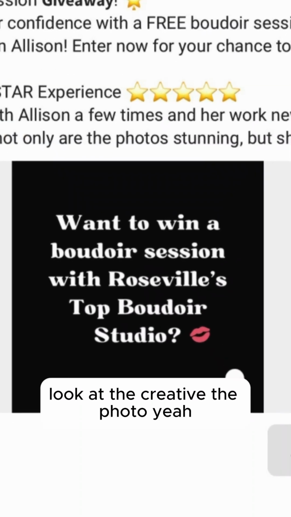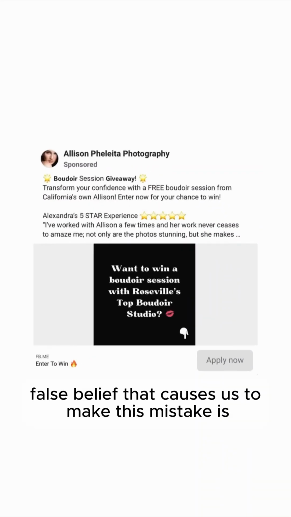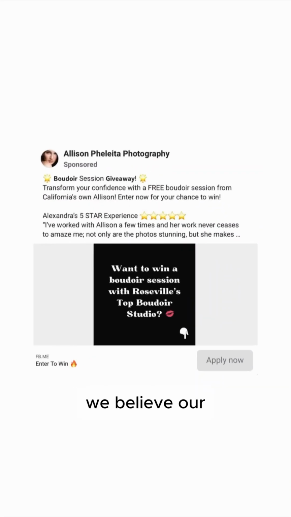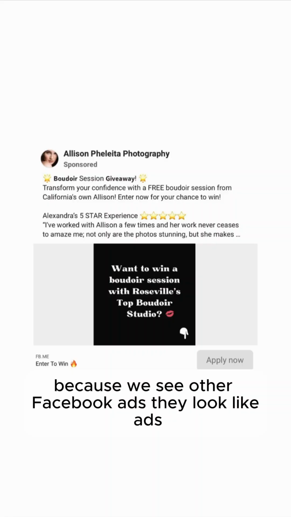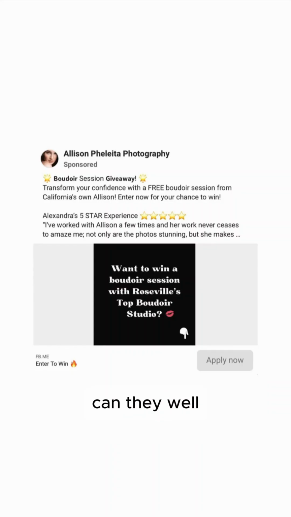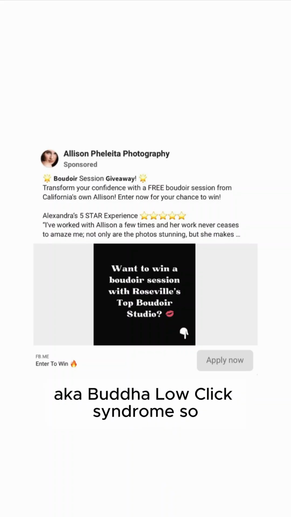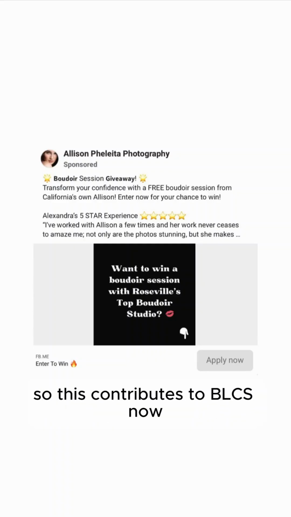Next, look at the creative, the photo. Yeah, we got the looks like an ad mistake here. False belief that causes us to make this mistake is we believe our Boudoir Facebook ads should look like ads because we see other Facebook ads, they look like ads. We see other Boudoir Facebook ads, they look like ads. So if everyone's doing that, everyone can't be wrong, can they? Well, every Boudoir Facebook ad I've seen, 100% of them have had BLCS, aka Boudoir low click syndrome. So we actually want to get this up as high as possible. So this contributes to BLCS.